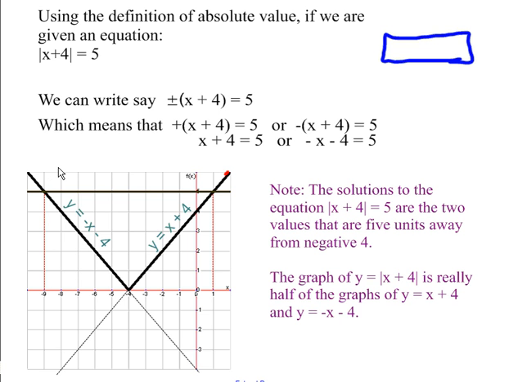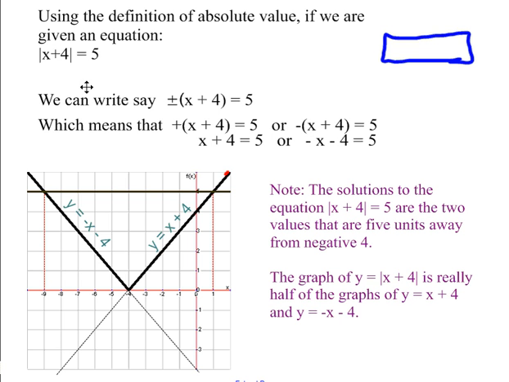The only difference between this equation and the previous is the absolute value function on the left-hand side is shifted to the left 4. So here we can see the graph of the absolute value of x plus 4, and here we see the graph of y equals 5, which is a horizontal line. So when I use the graph, I can see that there are two solutions to the absolute value equation. One of them is 1, and one of them is negative 9. Both of 1 and negative 9 are 5 units away from negative 4. So they're equidistant from the center point.